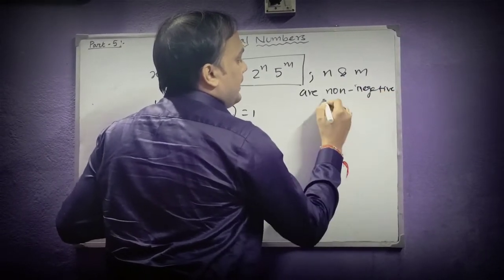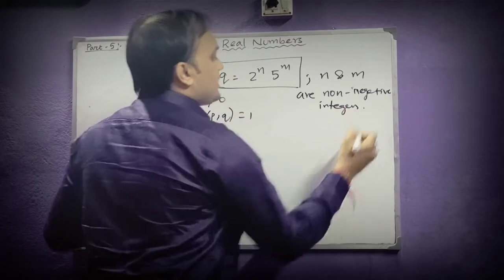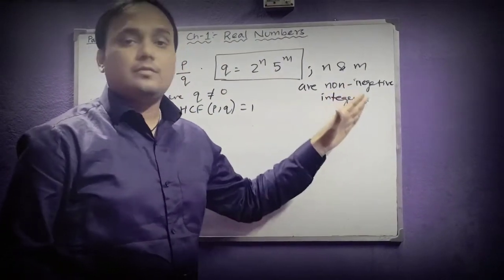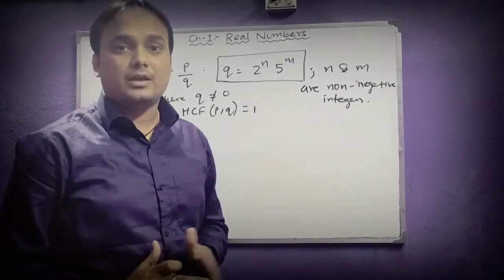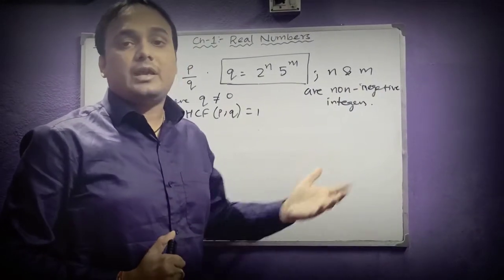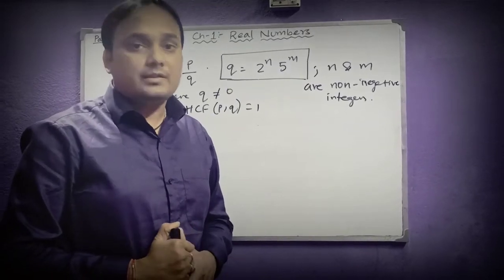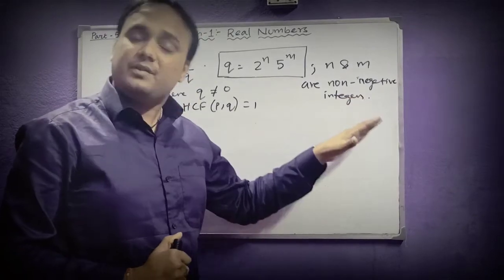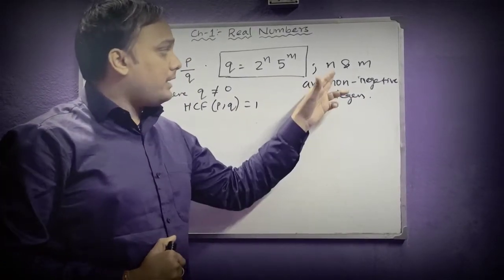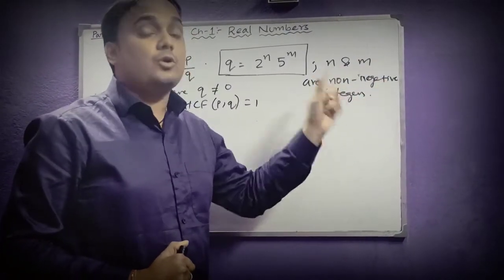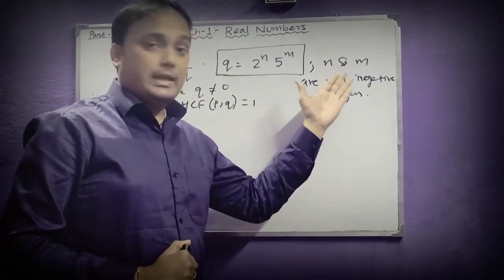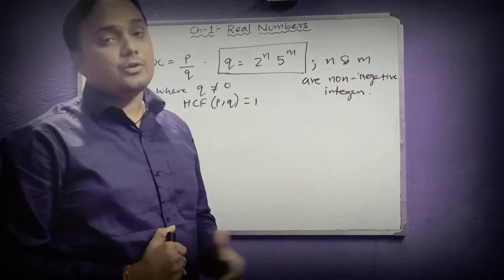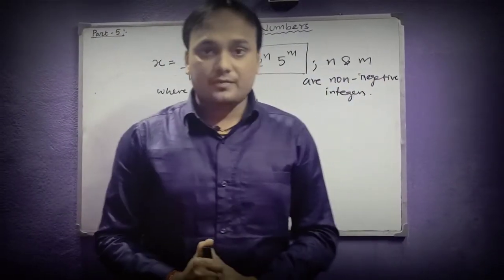Non-negative integers. Now students, one thing I should very clearly say to you, don't mix these non-negative integers with positive integers. If you are thinking, why am I saying non-negative, I could have said positive integer, then it's wrong, because a positive integer doesn't include 0 and a non-negative integer includes 0. So n and m are not positive integers but non-negative. Why non-negative? Because n and m can be 0. So better we say n and m are non-negative integers instead of positive integers.